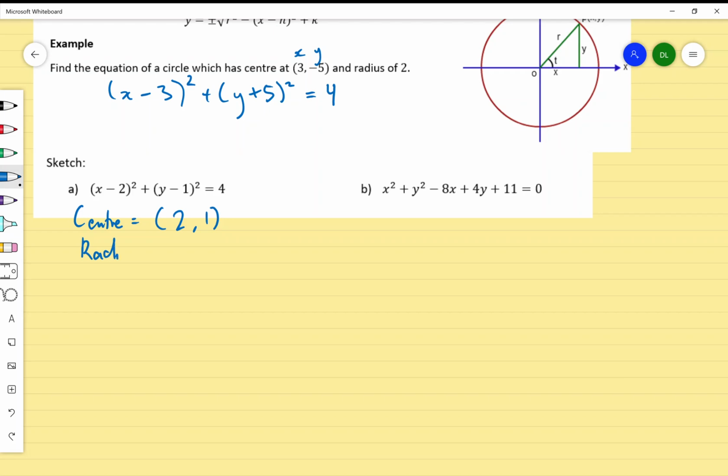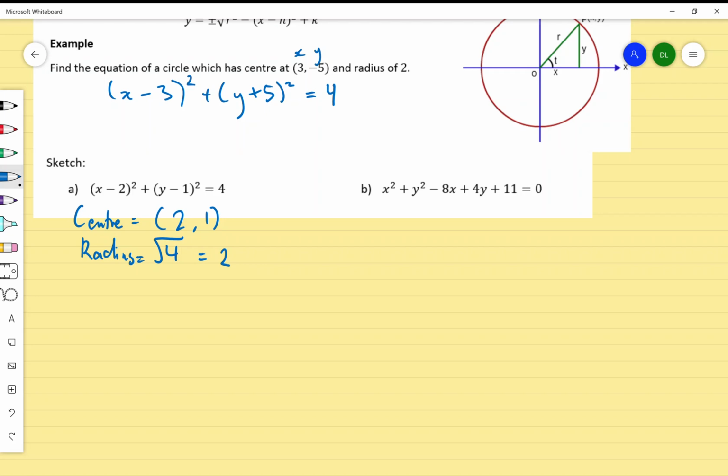My radius is going to be, let's do it step by step, square root of 4, because this is r squared, remember. So the square root of 4, which obviously gives me 2. Now, you could argue it's going to be negative 2, but remember, that doesn't really exist. You can't have a radius of negative 2. The distance cannot be negative 2.